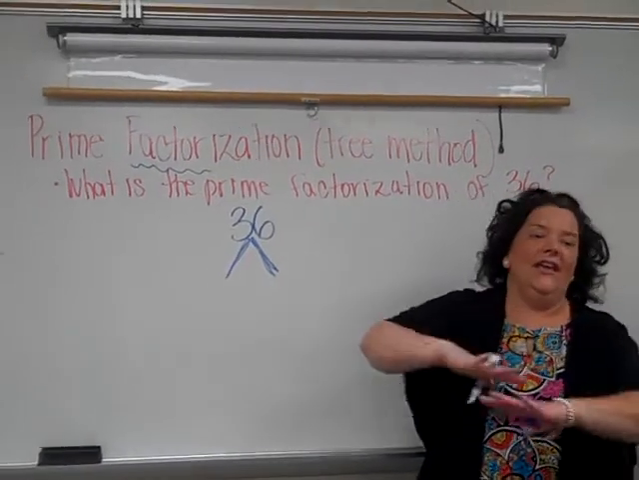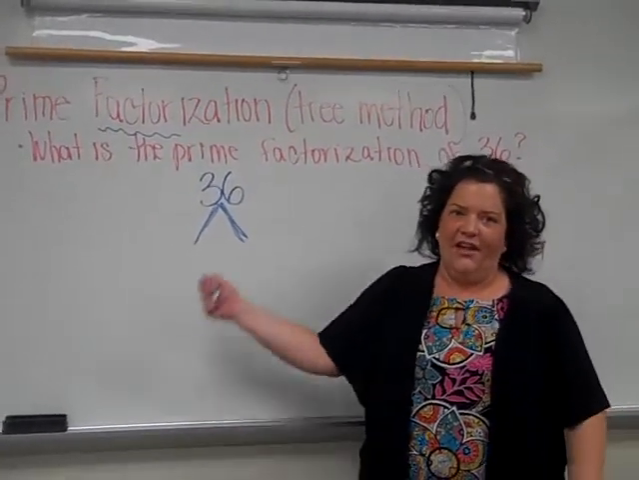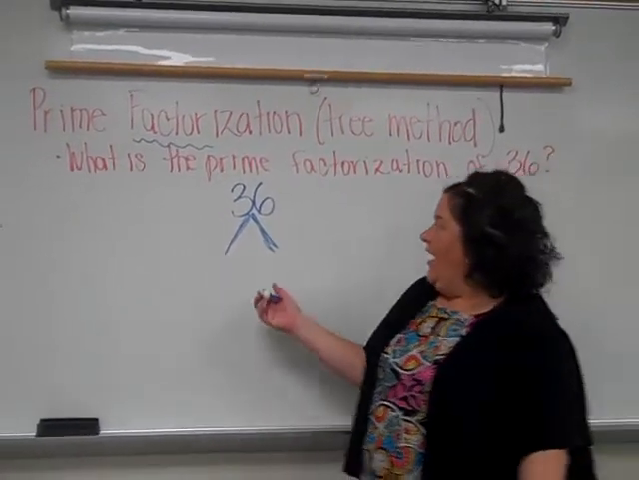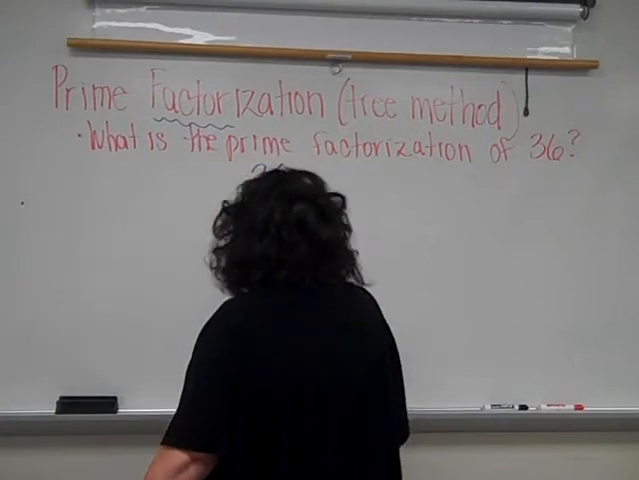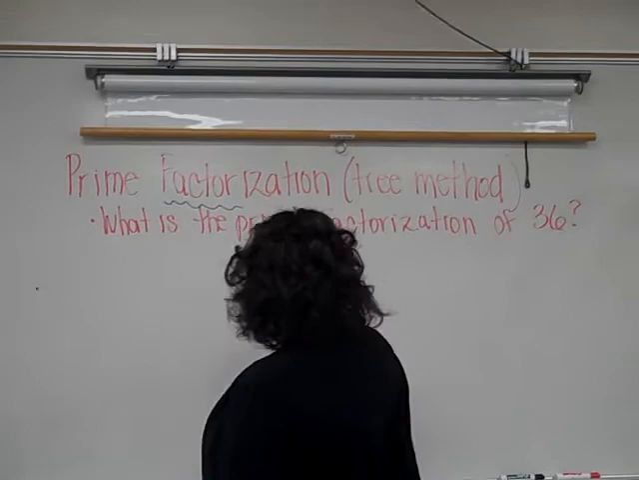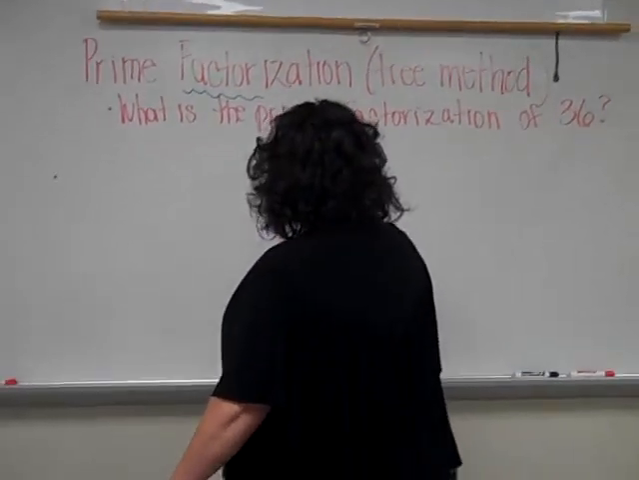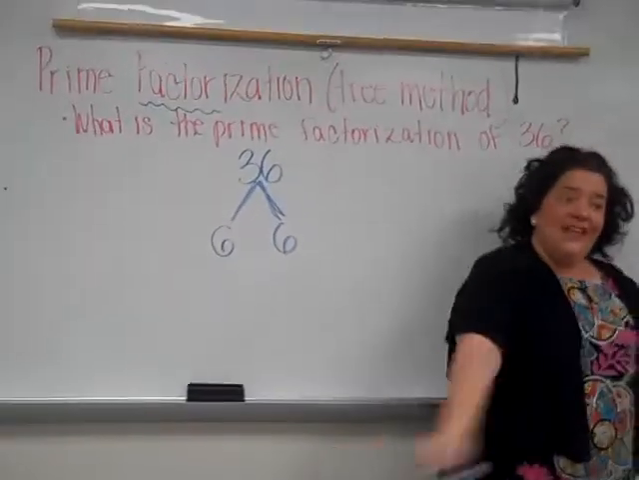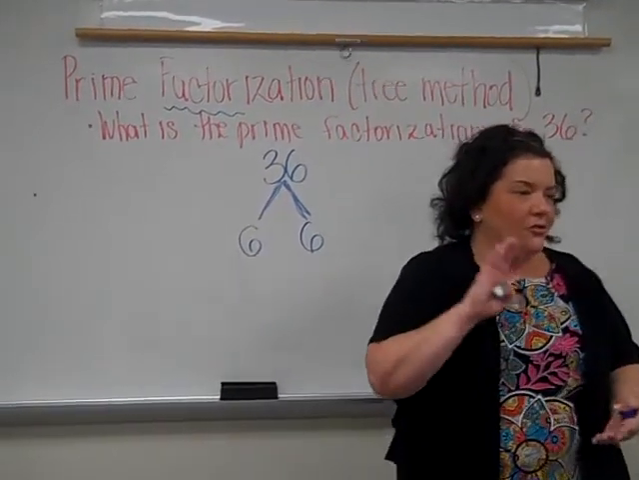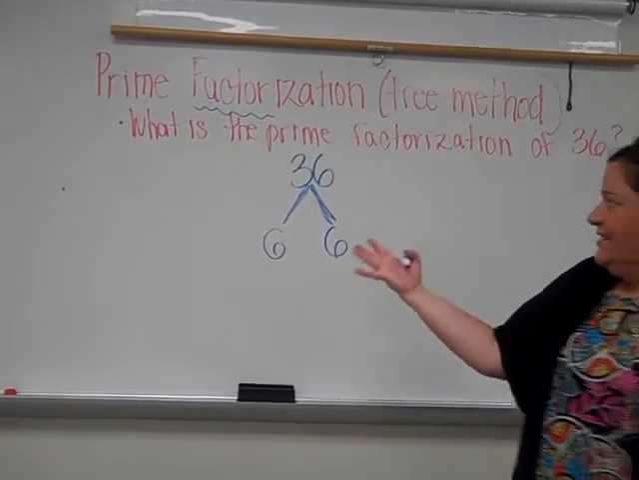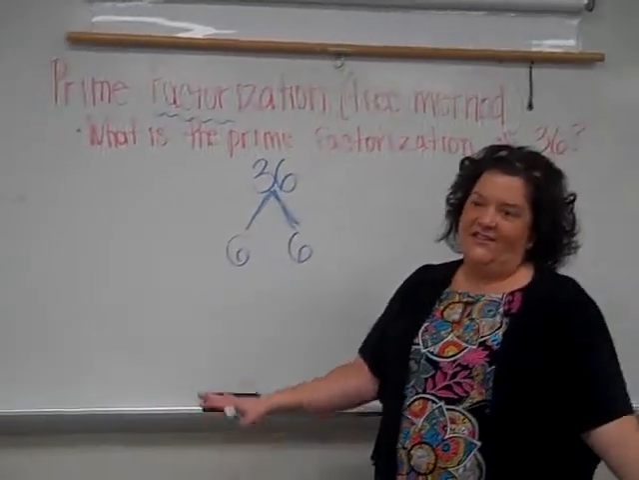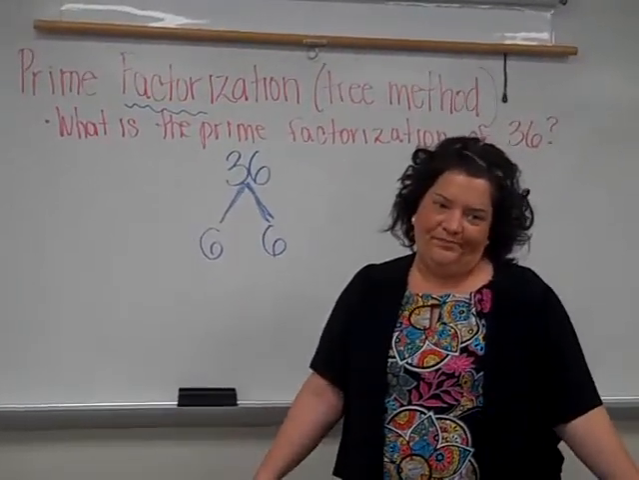Who can tell me any factor pairs that go with 36? You can blurt it. 6 times 6. Okay, I like 9 times 4. But you guys want to do 6 times 6? Yes. The beauty of prime factorization is you can start with any factor pair you would like. You could do 9 times 4, you could do 12 times 3, you could do 6 times 6, any factor pairs for 36, and that's how you can begin your tree.